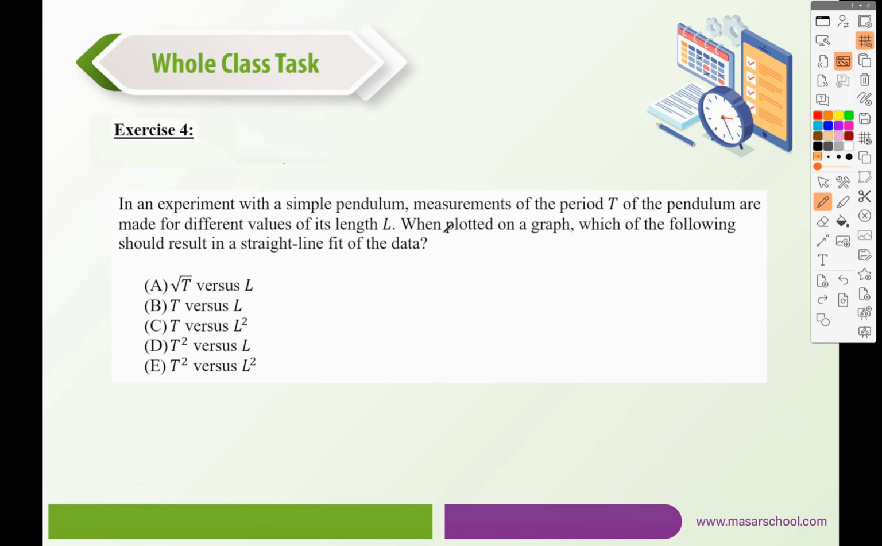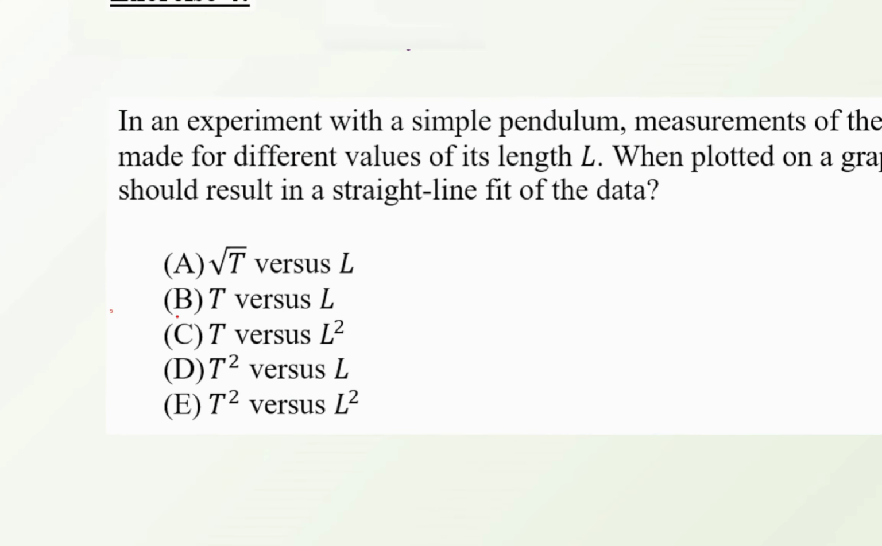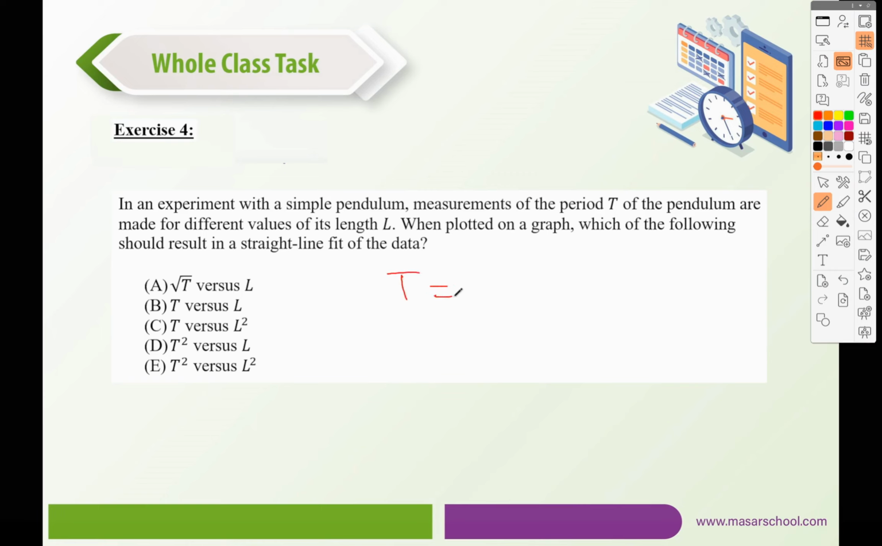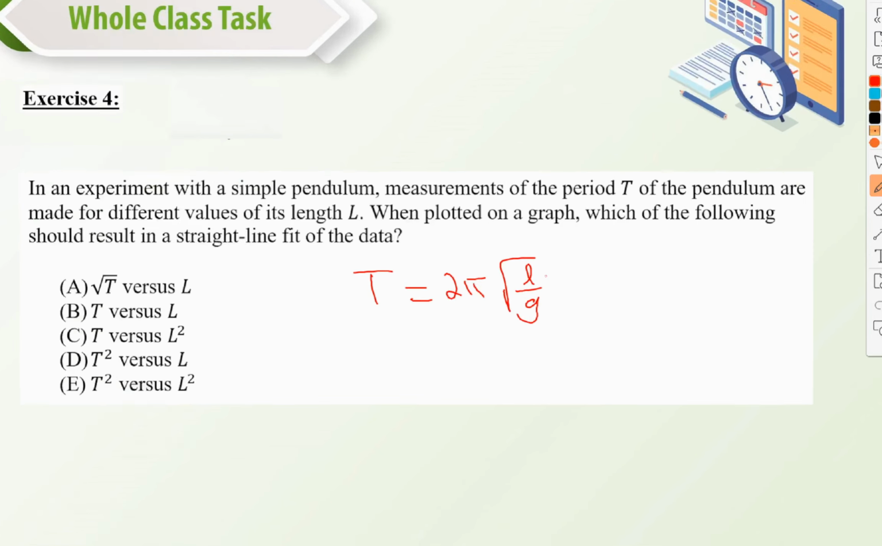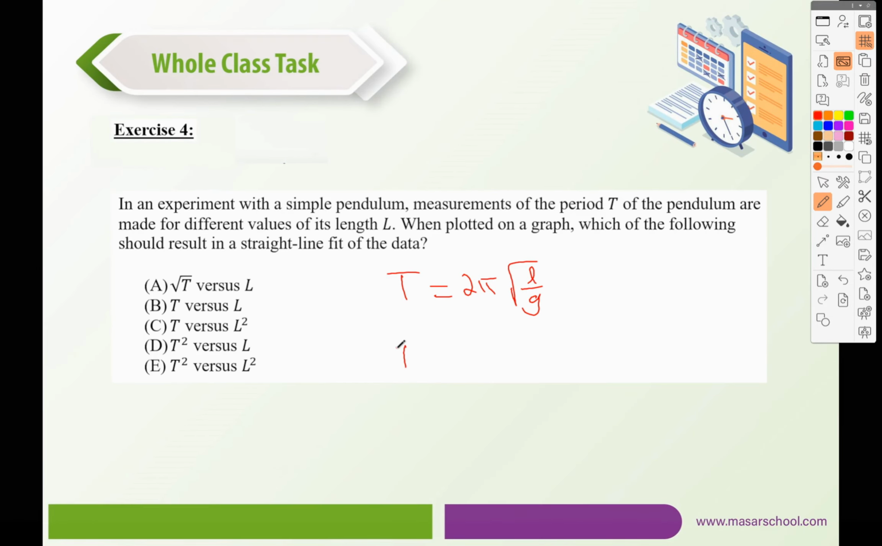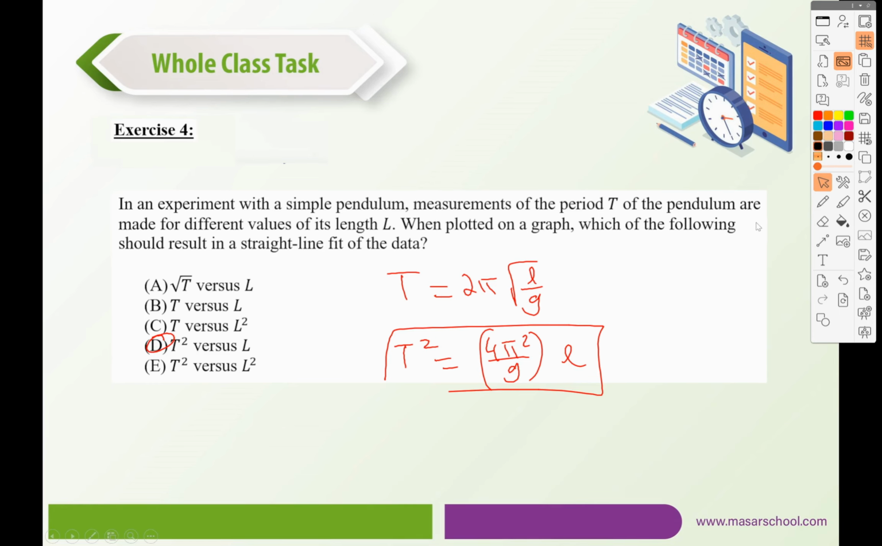In an experiment with a simple pendulum, measurements of the period of the pendulum are made for different values of its length, L. When plotted on a curve, which of the following should result in a straight line fit of the data? So we're trying to plot T versus L. We know that T is given by 2 pi square root L over g. So this should be linear. Let's square the period. Period squared would be 4 pi squared divided by g multiplied by L. So the only way to do it is to plot T squared versus L, which is D.